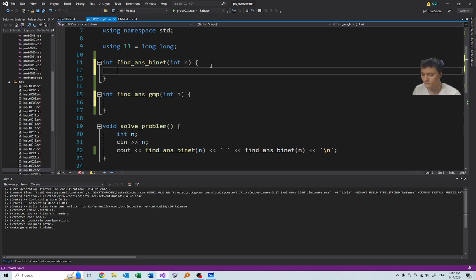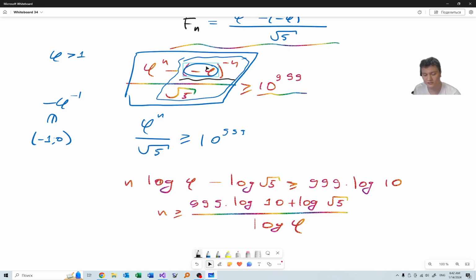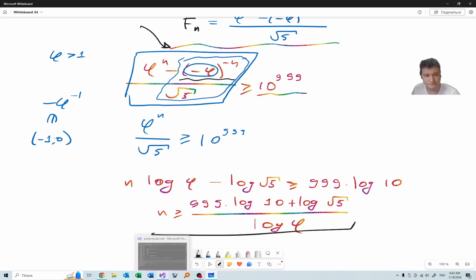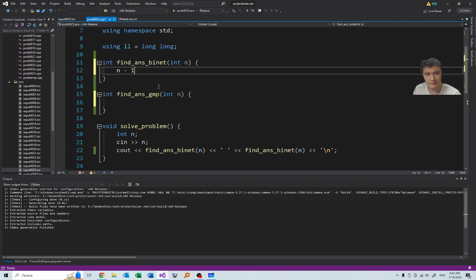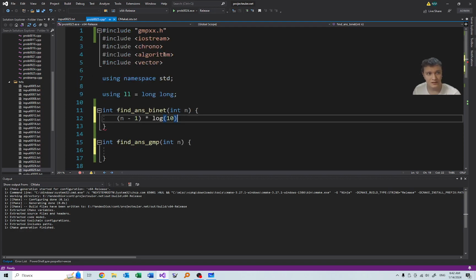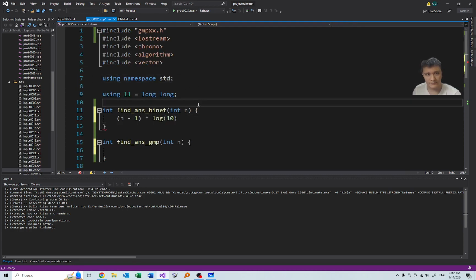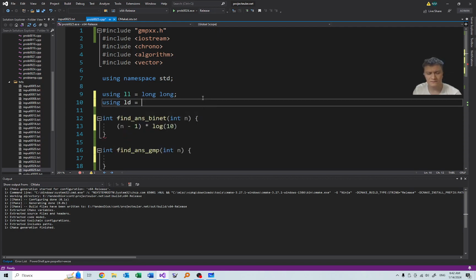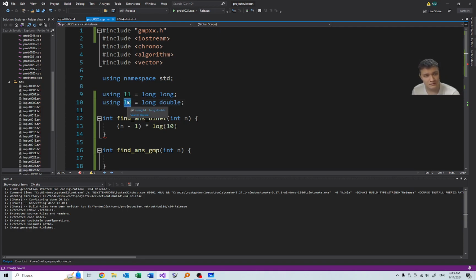So to calculate binary, we simply ignore the second term because it goes to 0 exponentially fast. So we just solve this inequality, and this is kind of easy. So we need to take n minus 1 times logarithm of 10. Let's use LD as long double. However, on my platform, which is Visual C++, you don't have long double. Unfortunately, you have only double. I think you can maybe even see that. No, you can't.